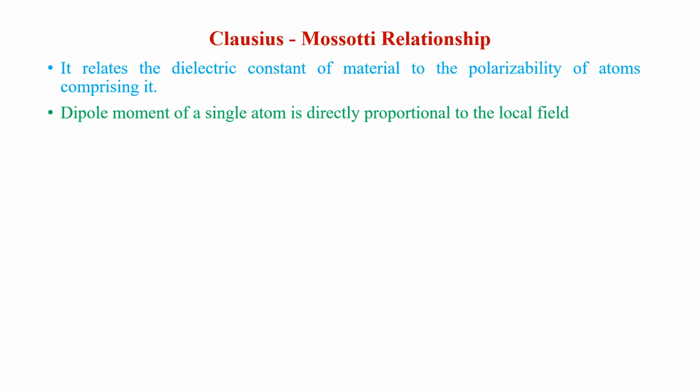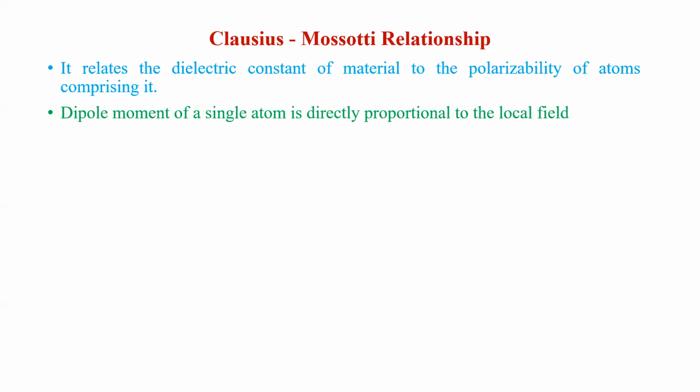Here, dipole moment is nothing but what arises when there is a separation of charges. It can be a single atom. The single atom can be charge neutral, but if there are charges in the atom and they are separated by a distance r, then that causes a dipole moment. And that dipole moment of a single atom is proportional to the local field experienced by the atom.